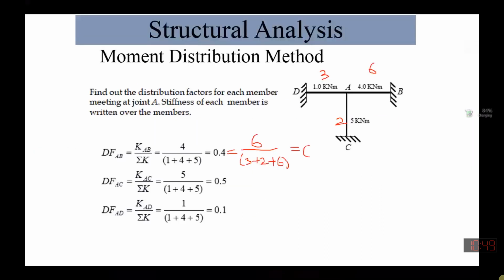AB will be 6 divided by 11, AC will be equal to 2 divided by 11, and this last one will be equal to 3 divided by 11.